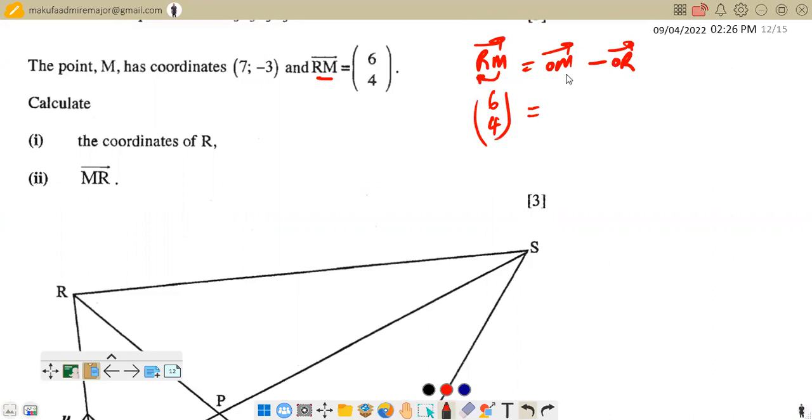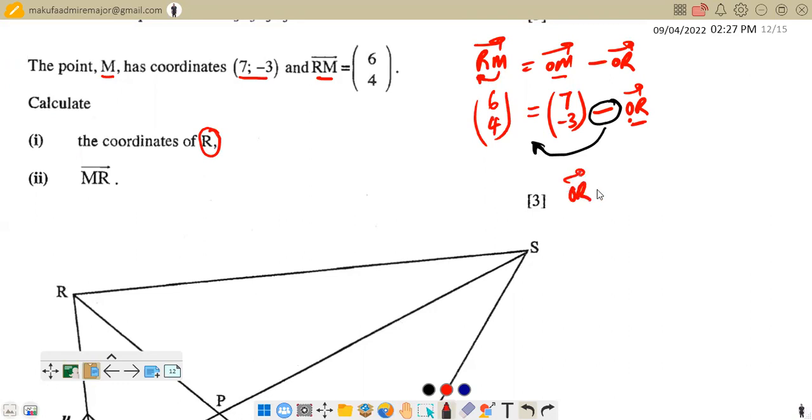Okay, this is equal to OM, that is the point M now in vector form. So it is going to be (7, -3) in vector form minus OR. Finding this vector OR is finding the coordinate, because it's taken from the origin. We just have to make it positive, because as you can see, it's a negative here. So we're going to transpose it to the left-hand side so that it becomes positive.